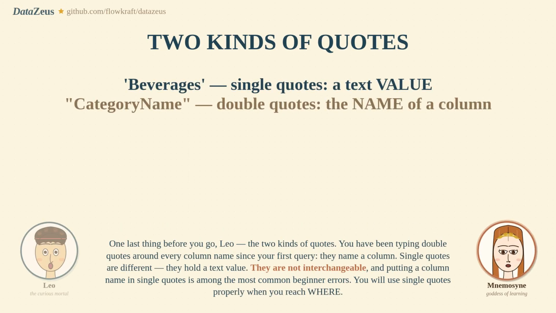One last thing before you go, Leo. The 2 kinds of quotes. You have been typing double quotes around every column name since your first query. They name a column. Single quotes are different. They hold a text value. They are not interchangeable, and putting a column name in single quotes is among the most common beginner errors. You will use single quotes properly when you reach where.